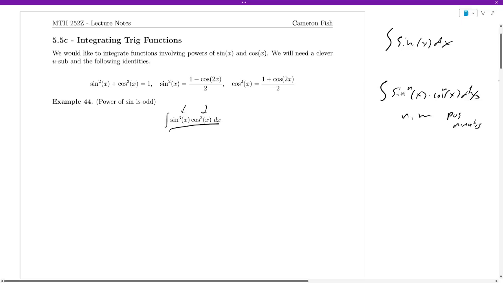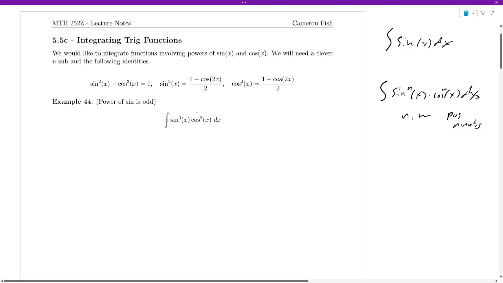So we're going to see some techniques for handling integrals like this. They look a little bit scary at first, but they all end up working the same. It just takes a little bit of practice getting used to the quirks. We'll see that a lot depends on which power is odd and which power is even.